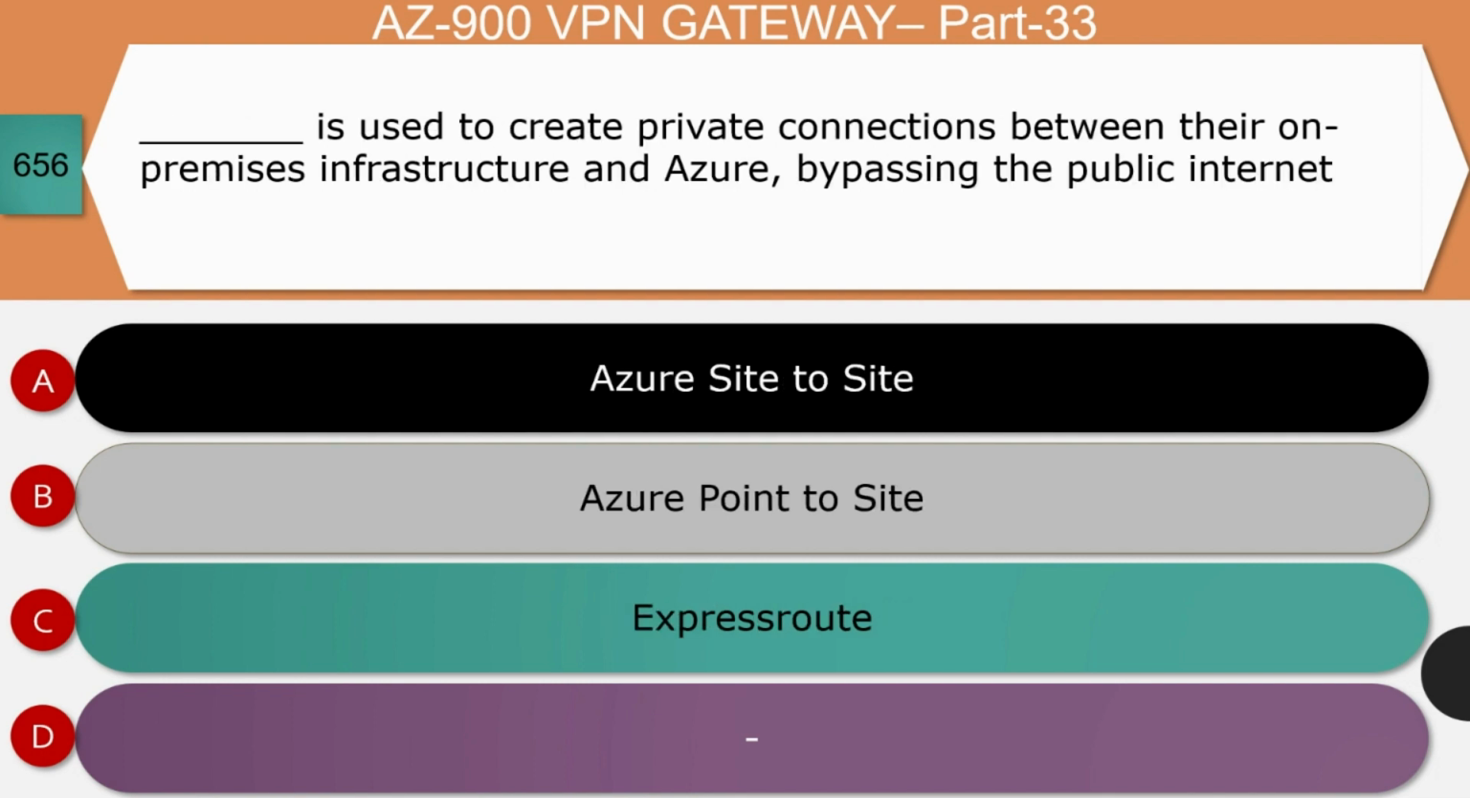Next question. Dash is used to create a private connection between their on-premises infrastructure and Azure by bypassing the public internet. Is it Azure site to site, or Azure point to site, or Azure Express Route? The right answer for this question is Azure Express Route. Let's see the reason. Azure Express Route is a service that allows organizations to create a private connection between their on-premises infrastructure and Azure by bypassing the public internet, so that it will be more secured, and also the user can achieve high throughput, and that is the reason Express Route is the right answer for this question.